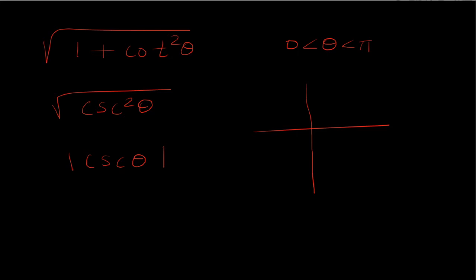So if we go back to the acronym, All Students Take Calculus. We're given 0 to pi to be our angle. So think of this as 1 over sine. Sine is positive in the second quadrant, and it's also positive in the first, because the first stands for all, so that every one of the 6 trig functions is positive in here. So it's positive in both those 2 quadrants, so we can just remove the absolute values.